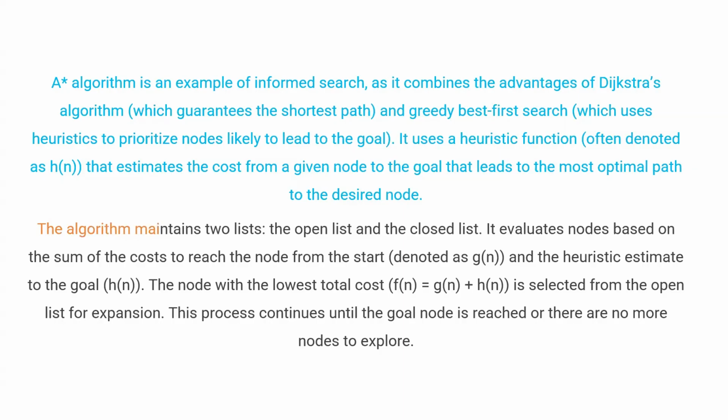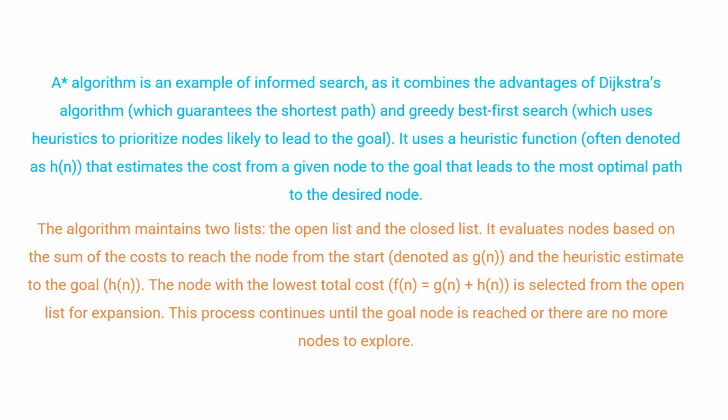The algorithm maintains two lists, the open list and the closed list. It evaluates nodes based on the sum of the cost to reach the node from the start, denoted as g of n, and a heuristic estimate to the goal, h of n. The node with the lowest total cost f of n, equal to g of n plus h of n, is selected from the open list for expansion. The process continues until the goal node is reached or there are no more nodes to explore.